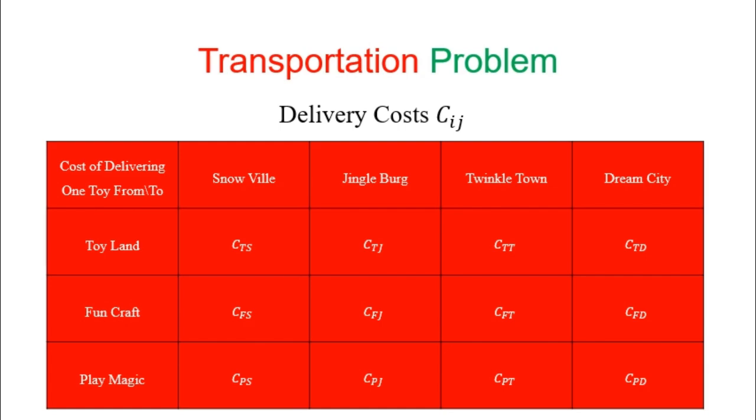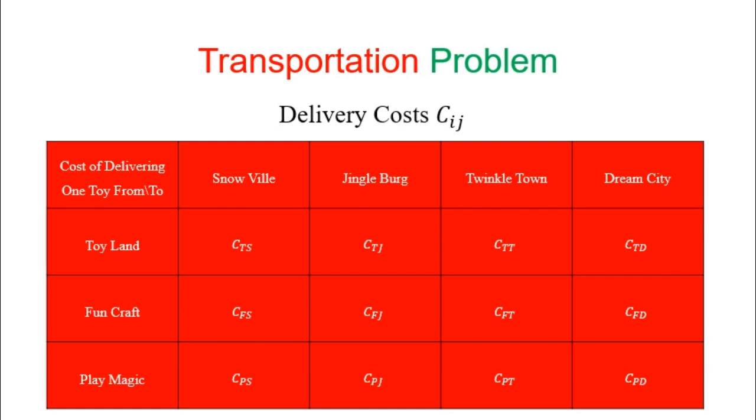Now, what you are seeing on the screen is the delivery cost matrix. You can see over here in the columns there are four different cities, that is the destinations to which the toys from the origin are supposed to be distributed. And in the rows you can see Toyland, that is the first workshop, second workshop Funcraft, and third workshop Play Magic. And the columns are those four cities, Snowville, Jingleburg, Twinkletown, and Dream City.